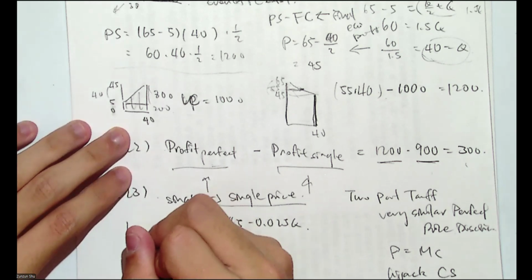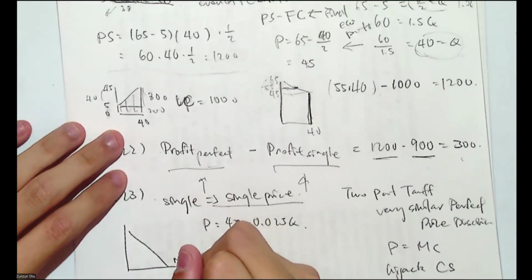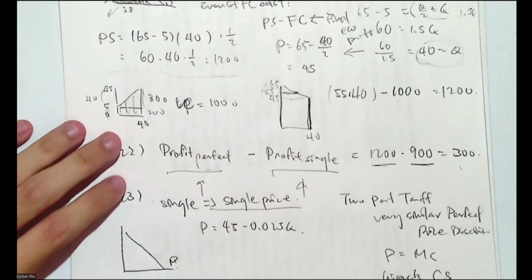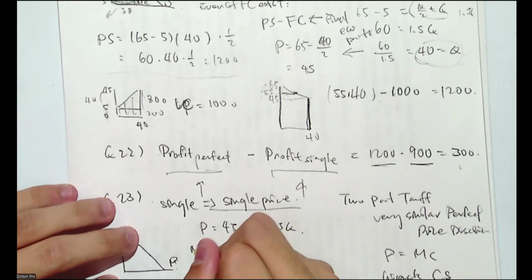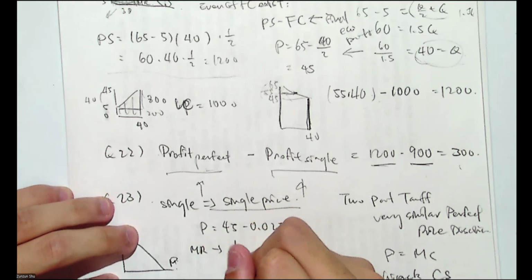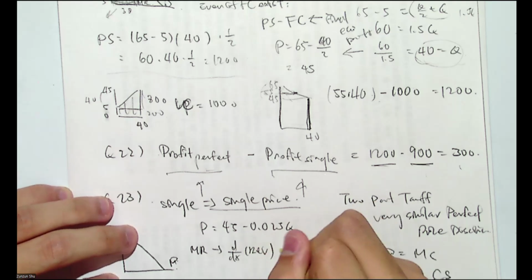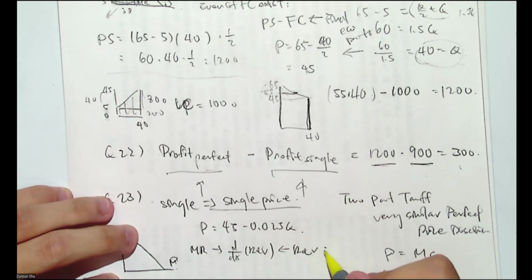Right? So having this is not enough. Sure, it's good news. This is your D. But having this is not enough. You want to find MR. And again, to find MR, you're going to do the derivative of revenue. And to find revenue, you're going to find P times Q, okay?